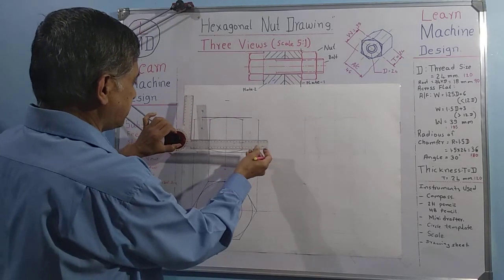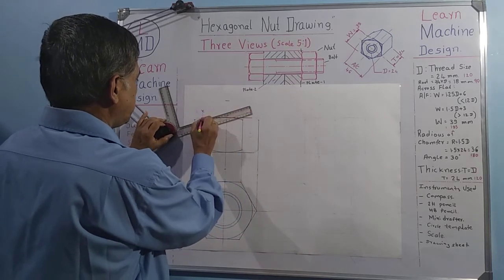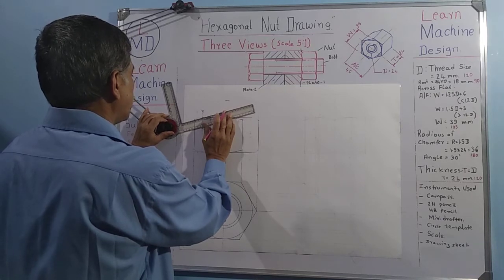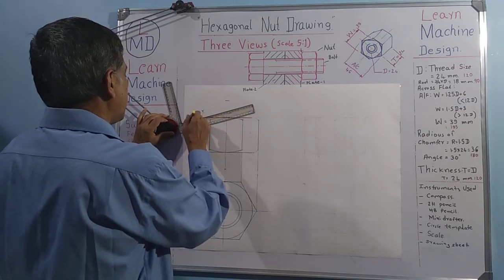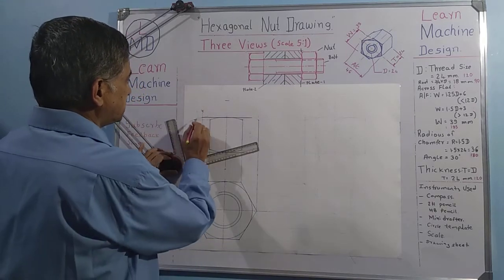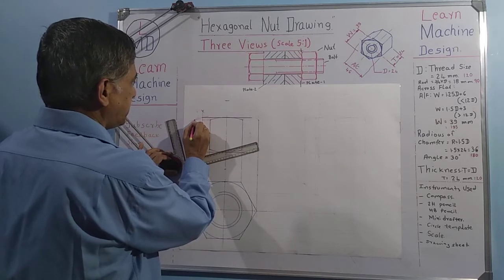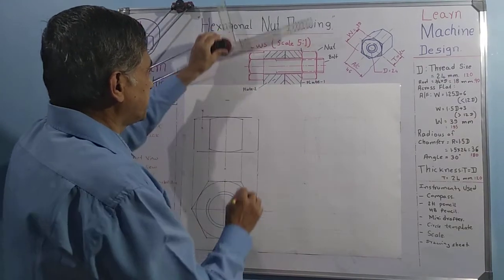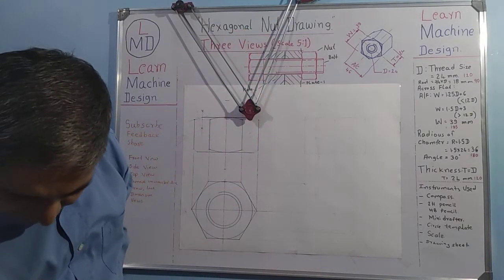Then take this mini drafter, rotate, and from this point to this point we have to draw one line. It is for construction only, so use a 2H pencil and draw it as a construction line. I have drawn it now. From here to here, again we have to divide it using the same method. We can use the compass method, or any other technique.